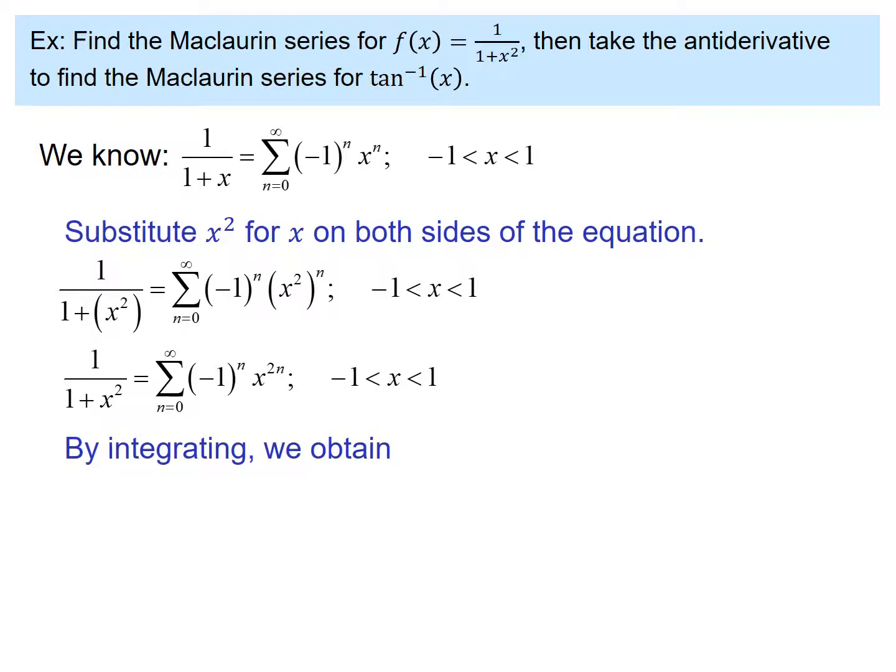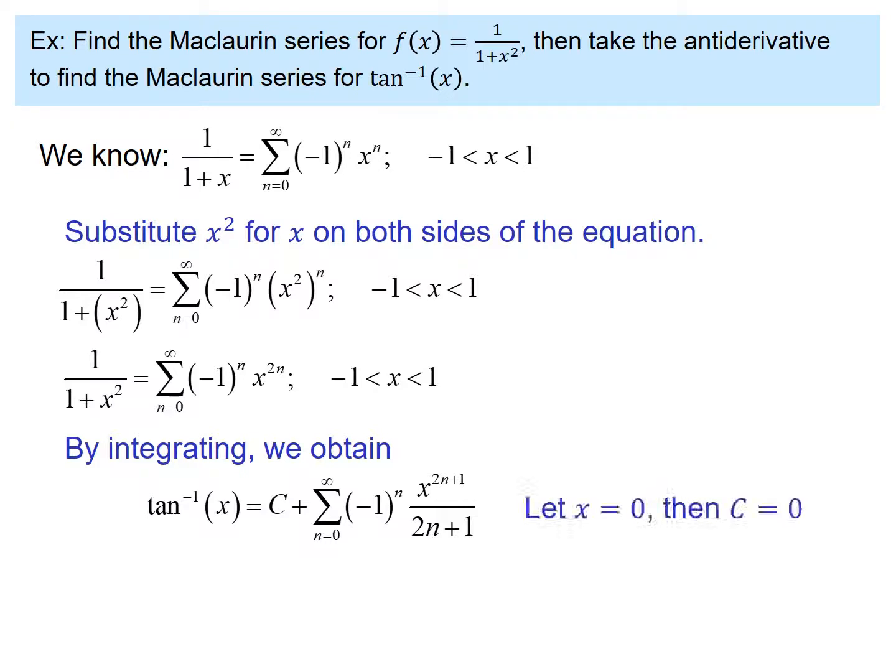Now, if we take this series and integrate, the antiderivative of 1 over 1 plus x squared is inverse tangent. On the right side, we increase the exponent by 1 and multiply by the reciprocal of the new exponent. We have our constant of integration, but it turns out if we just let x equal 0, we can see that that constant is 0.